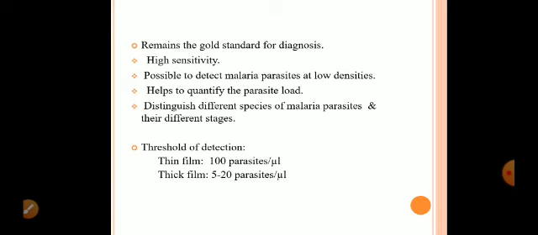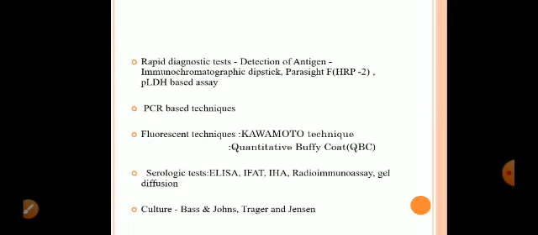Blood films remain the gold standard for diagnosis of malaria. It is highly sensitive, makes it possible to detect malarial parasites at low densities, helps to quantify the parasite load, and distinguishes the different species of malarial parasite at their different stages. The threshold for detection in a thin film is 100 parasites per microliter. In a thick film, it is 20 to 50 parasites per microliter.